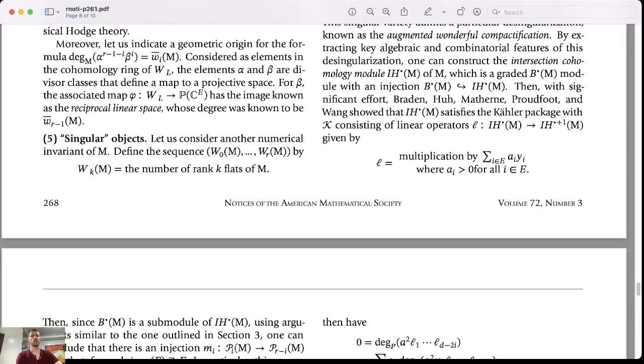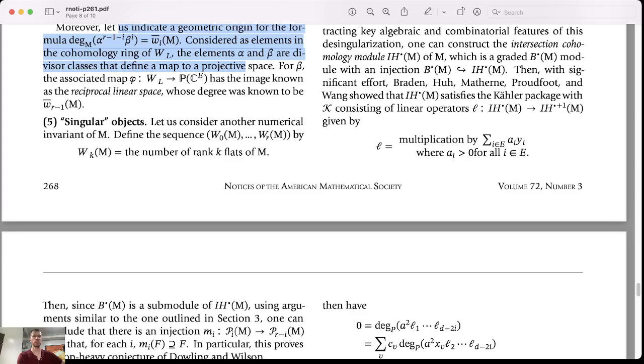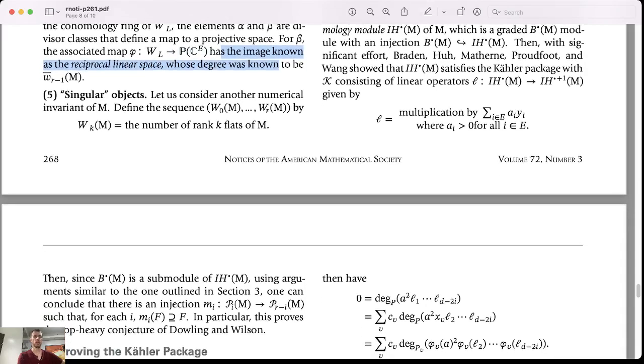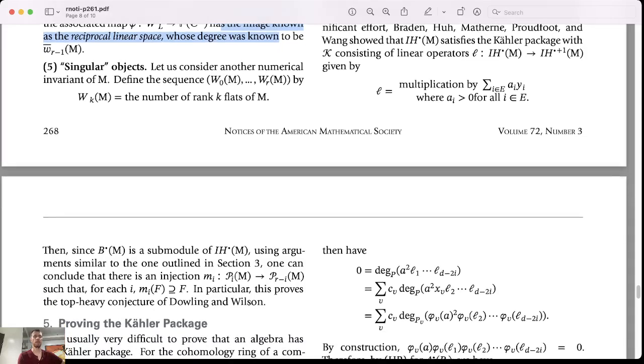Moreover, let us indicate a geometric origin for the formula degree big M of alpha to the R minus 1 minus i beta to the i equals Wi bar of big M. Considered as elements in the cohomology ring of big W big L, the elements alpha and beta are divisor classes that define a map to a projective space. For beta, the associated map from big W big L to projective space of complex big E has the image known as the reciprocal linear space, whose degree was known to be WR minus 1 bar of big M.